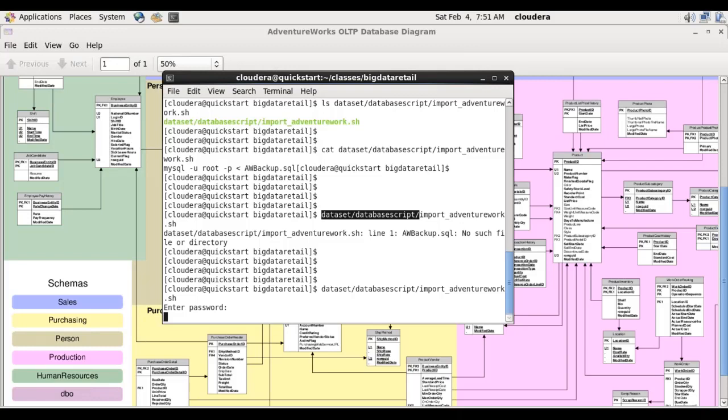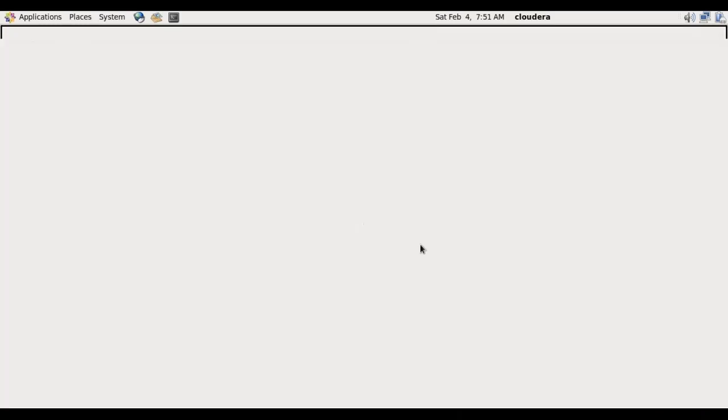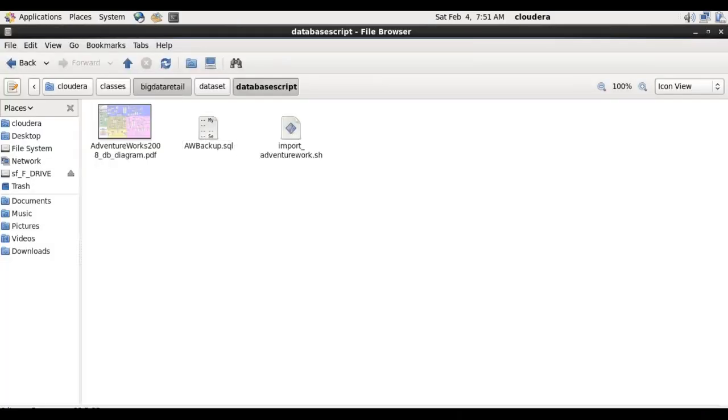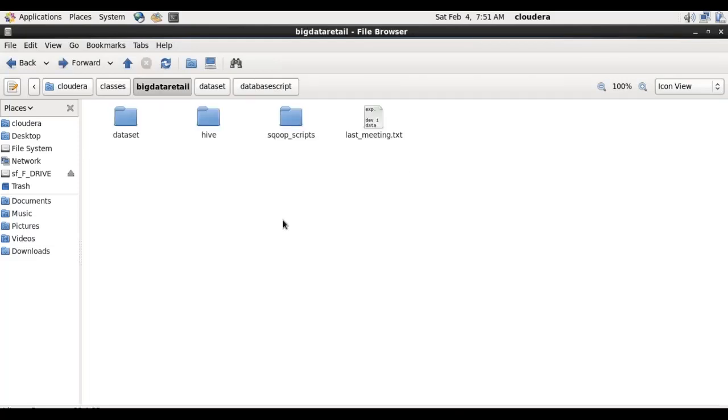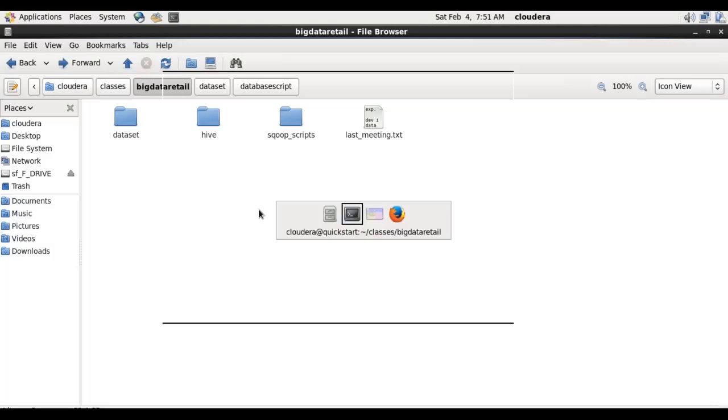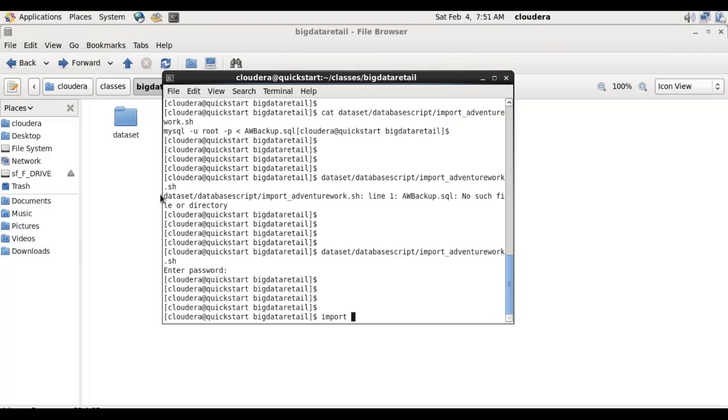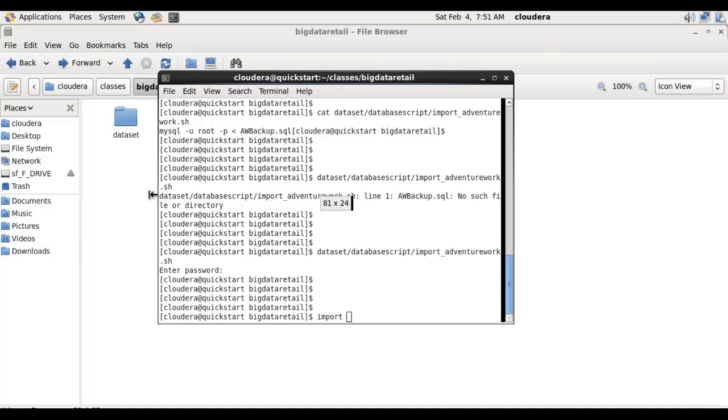It's going to import the database. So once we have imported the database, the next thing you want to do is go in and start familiarizing yourself with the data. That is what I will call data exploration, right?